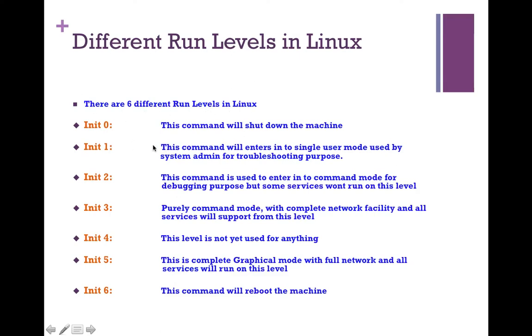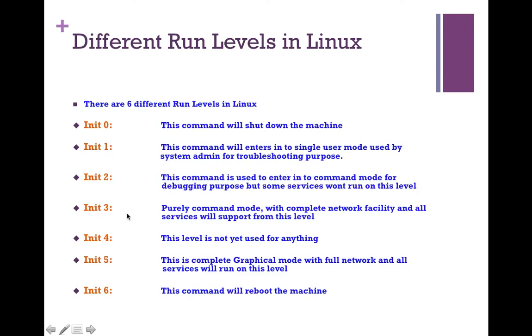So init 0, this command will shut down the machine. Init 1, this command will enter into single user mode, used by the system admin for troubleshooting purposes. Init 2, this command is used to enter into a command mode for debugging purposes, but some services won't run on this level, like network and services like Apache, Samba, DNS, and so on.